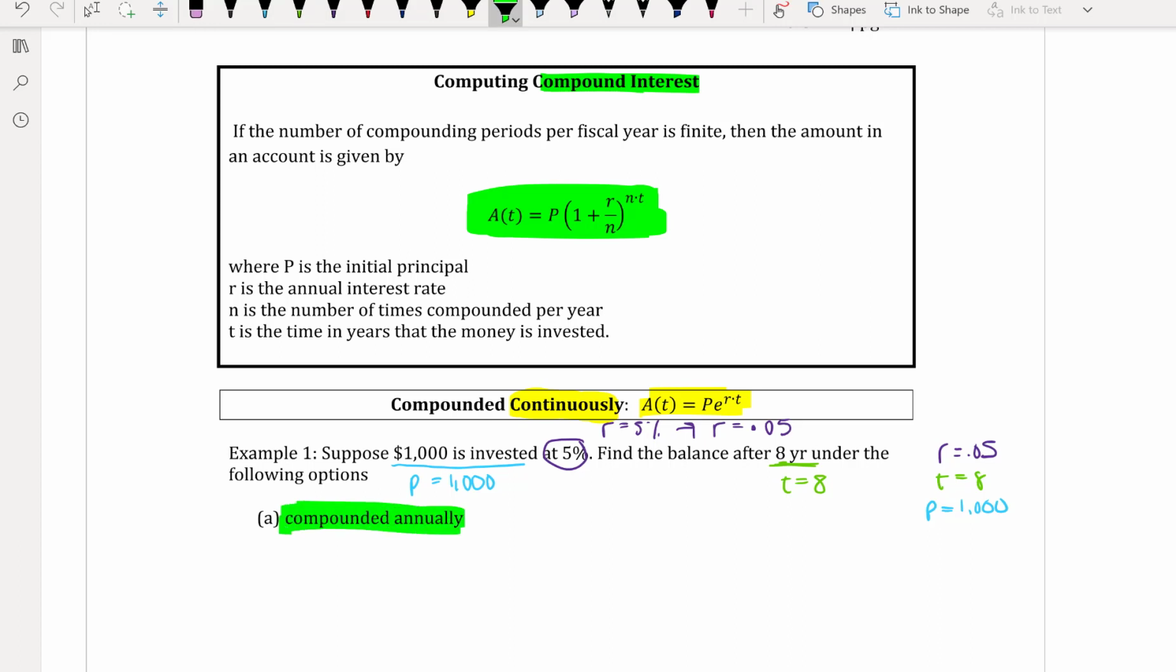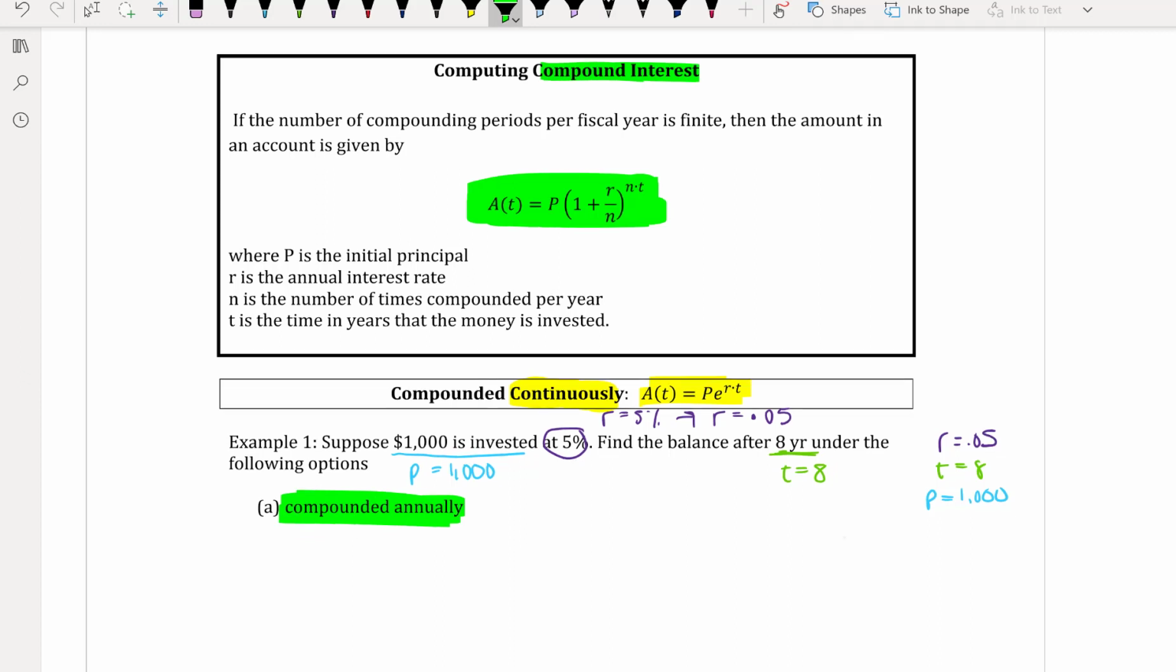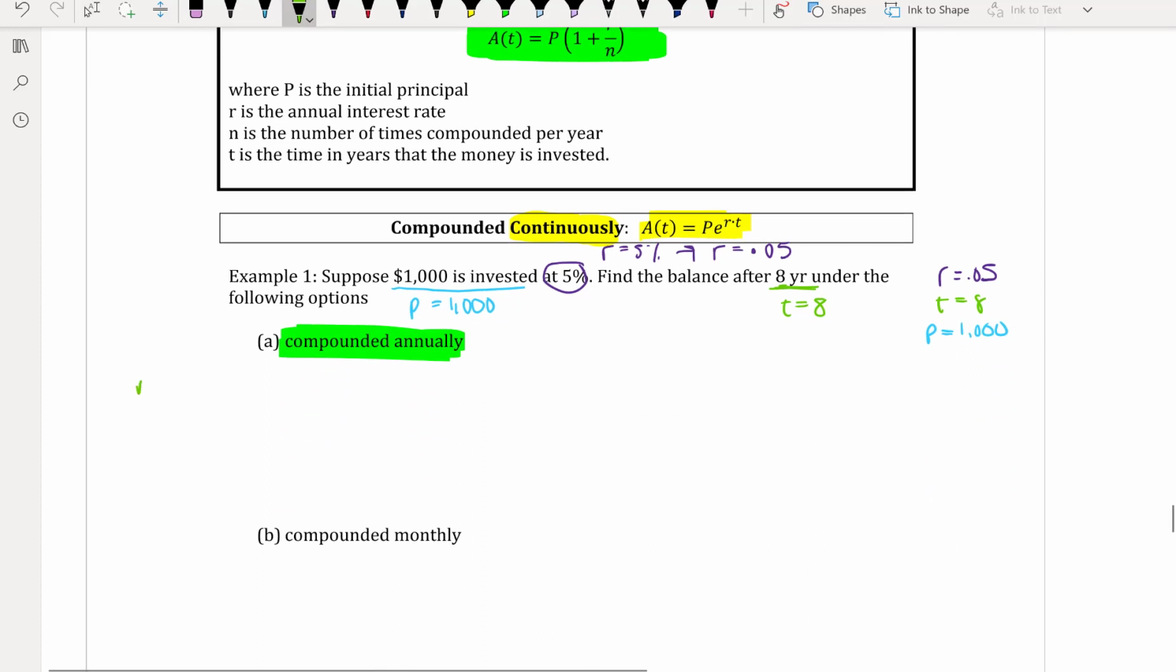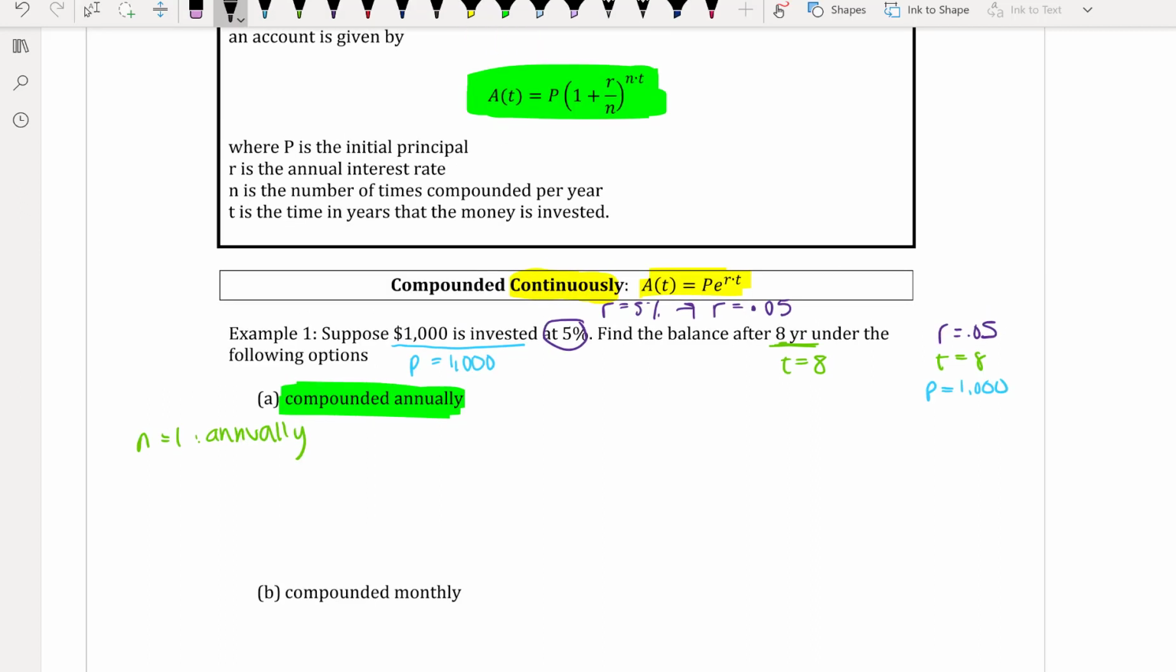If it's compounded annually, then it's going to be that first equation with that compound interest. So annually means it happens once a year. So my N is equal to 1 since it's annually. So the equation that I'm going to be using, I have A of T is equal to my P, 1 plus R over N to my N times T.